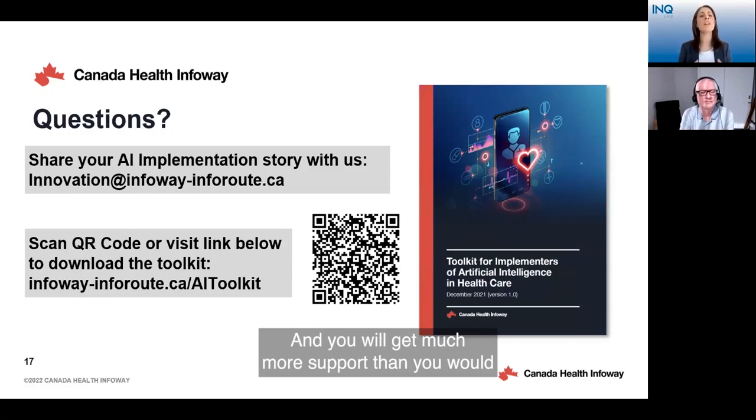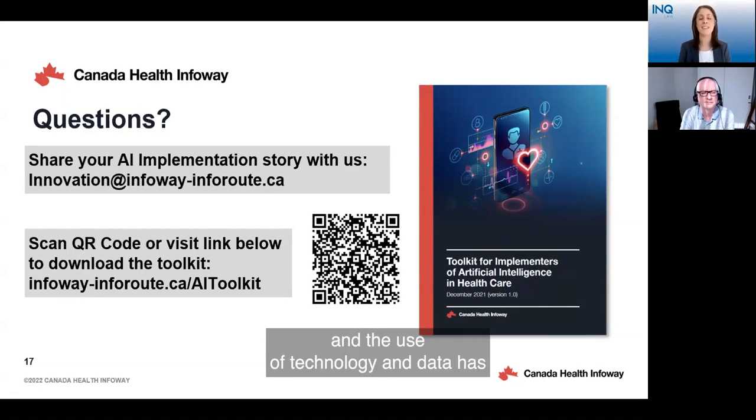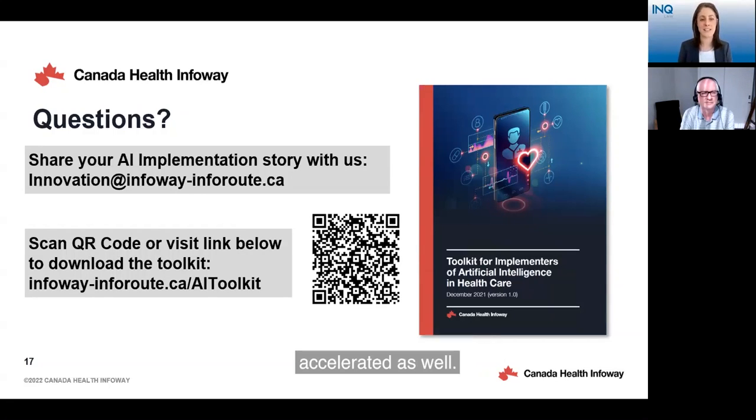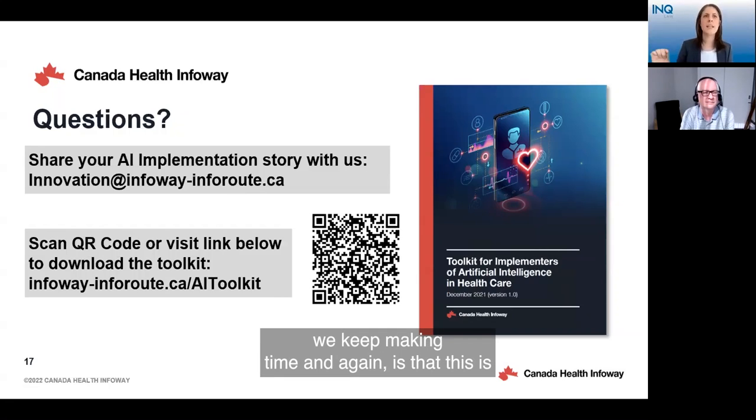And you will get much more support than you would have in 2019 because that digital transformation has occurred so quickly, and the pressures around digitization and virtual access to everything and the use of technology and data have accelerated as well. So I say that as context because when you think about the various tools that are available throughout the toolkit, the most important point that we keep making time and again is that this is not a unilateral endeavor.